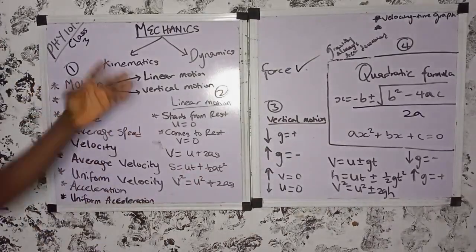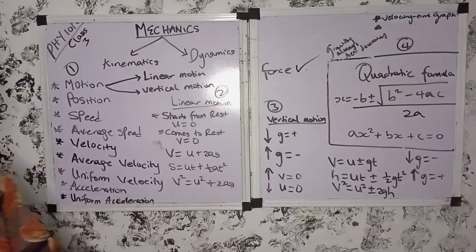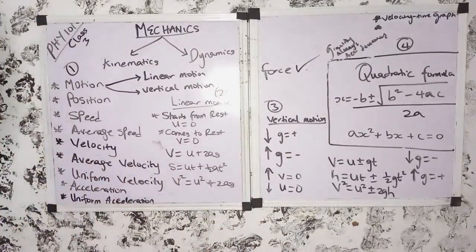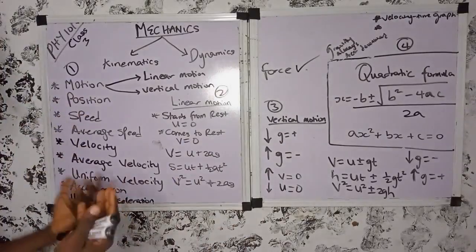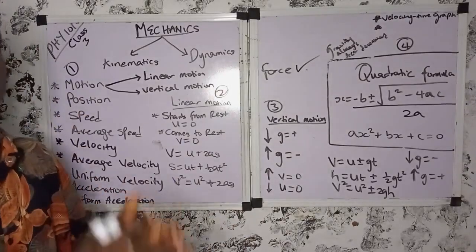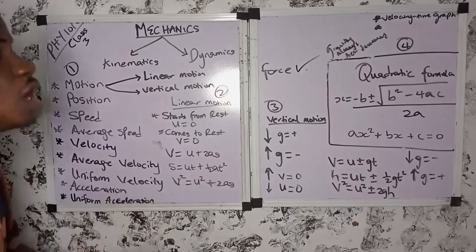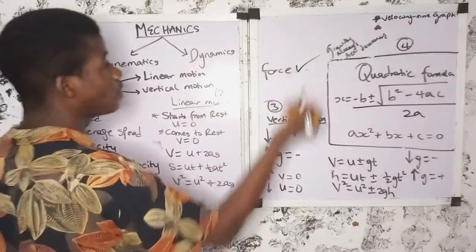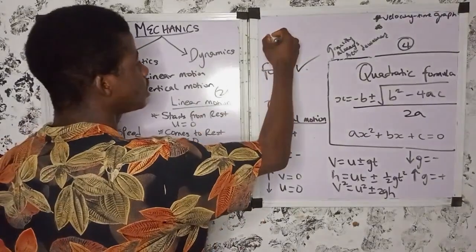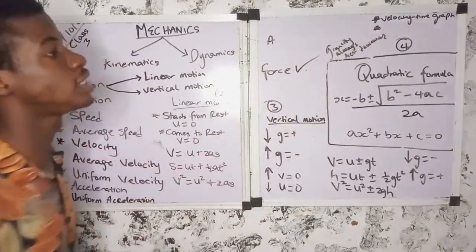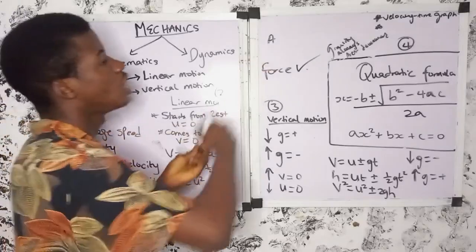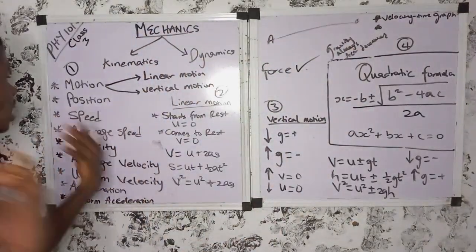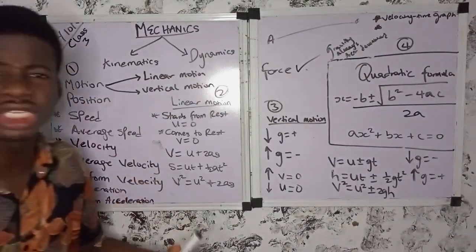Then there are two categories. We have linear motion, we also have vertical motion. There are different types of motion. Now move to position. What is position? The position of a body means the location of a body with reference to a point. The location of a body in space. Let's say this body A. The location of a body in space with reference to what? To a point. Okay. So that is the meaning of position.